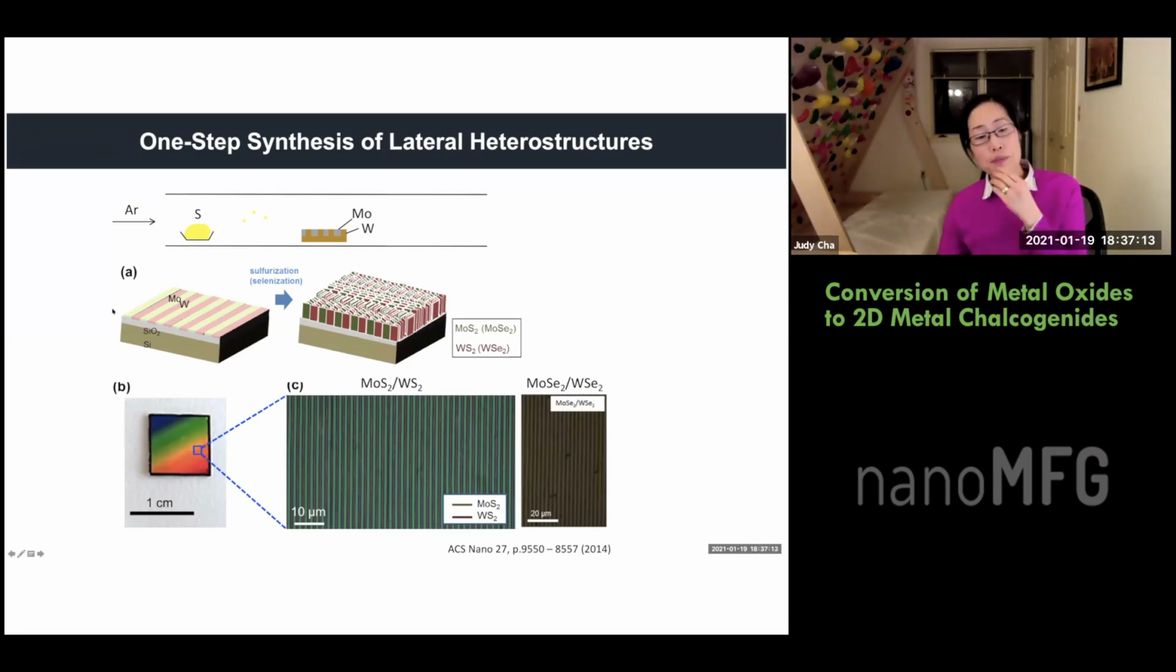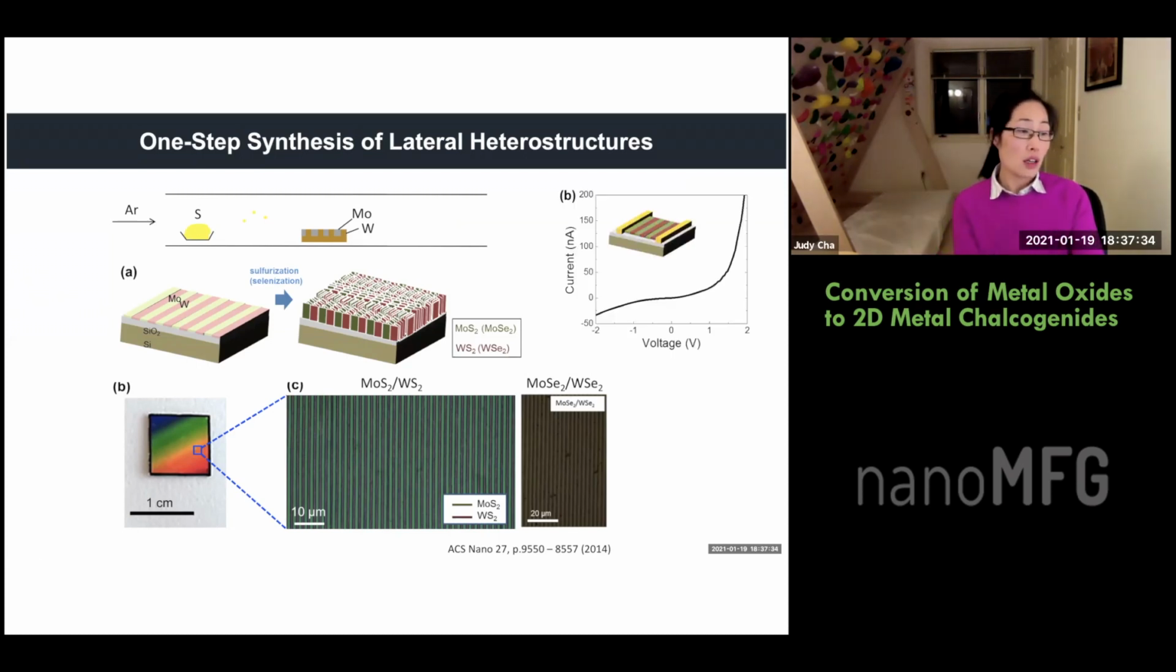So here is the substrate where we had pre-patterned moly tungsten strips, and then we're just in one go doing a sulfurization or selenization, and you can see that we can make the moly sulfide and tungsten sulfide, and here is somewhat of a rectification behavior that you would expect. If you put the electrodes in the other direction so that the current is flowing parallel, then you just see an ohmic sort of a straight line. So, okay, that works. This is in lateral heterojunction.